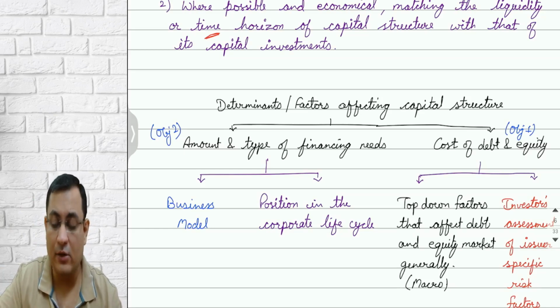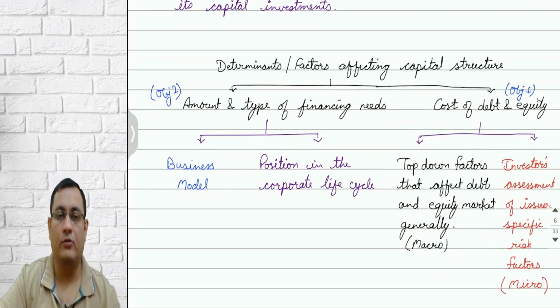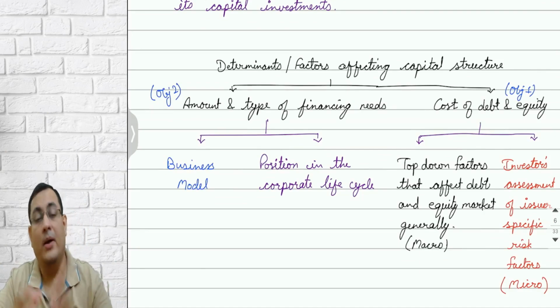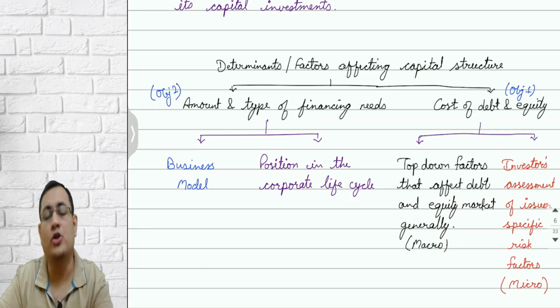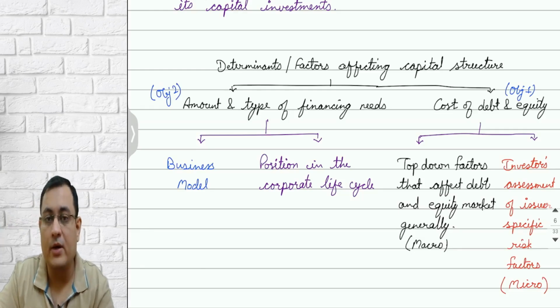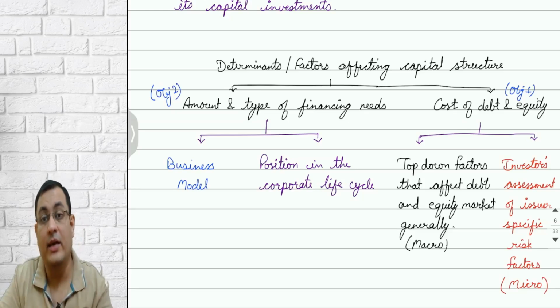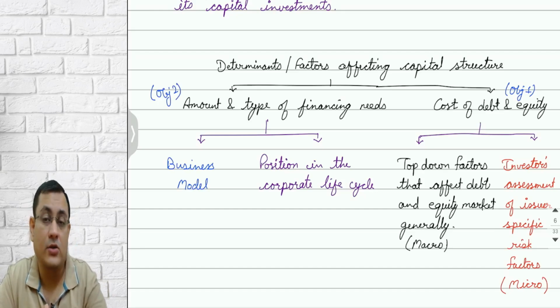To minimize the WACC, what are the factors you should consider? The cost of debt and equity will be affected, number one, by top-down factors from an economy point of view, that affect the debt and equity market generally: inflation, GDP, per capita income, liquidity in the market, money supply and demand in the market. Second, factors which are specifically related to an issuer: its corporate governance, ESG factors, business model, operating leverage, financial leverage, sales risk, all those factors. The higher the risk, the higher will be the expectation of the investors. So your cost of debt and cost of equity will rise.